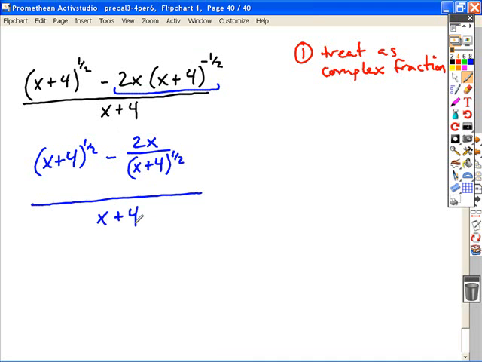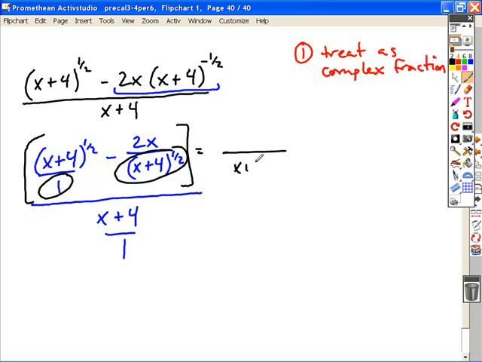And does everybody see I didn't do anything to here other than change the form? I took that power of negative 1/2, and I moved that whole base to the denominator of this fraction and changed the power back to positive. And now I can just treat it as the complex fractions like we did earlier in this section. So if I combine my numerator into one single fraction, what's my LCD? I need a 1. I need an x plus 4 to the 1/2.